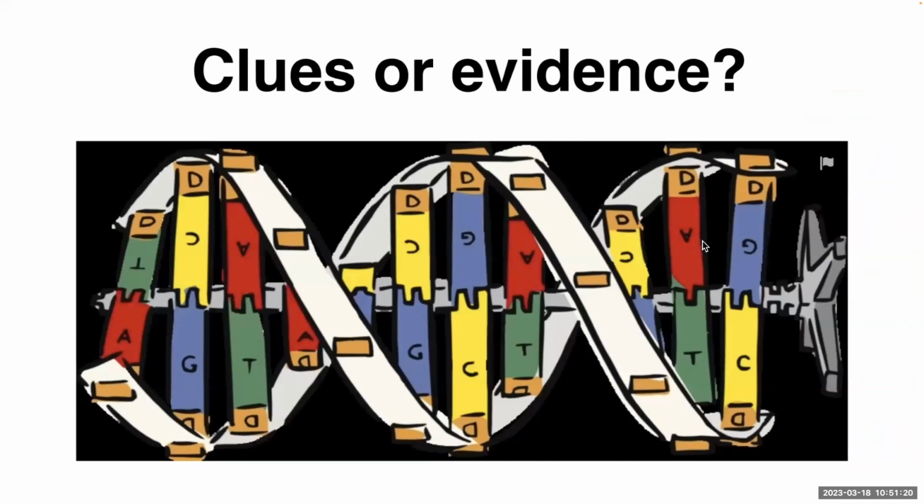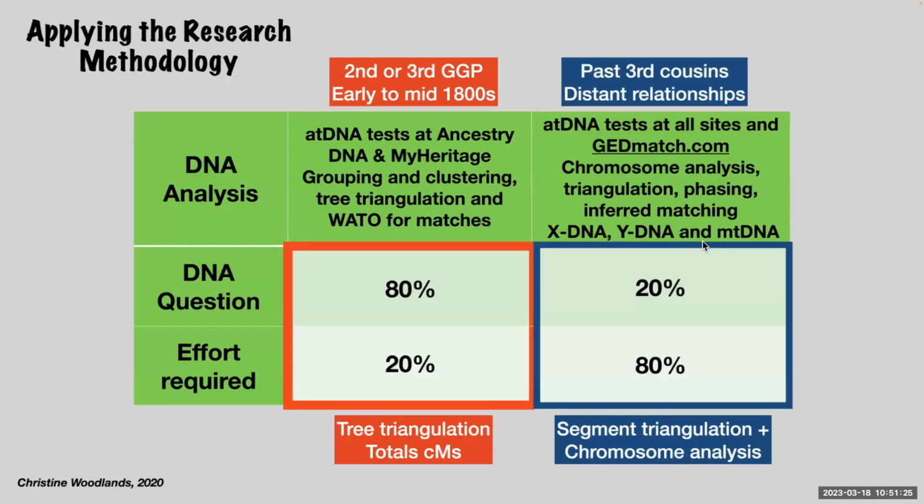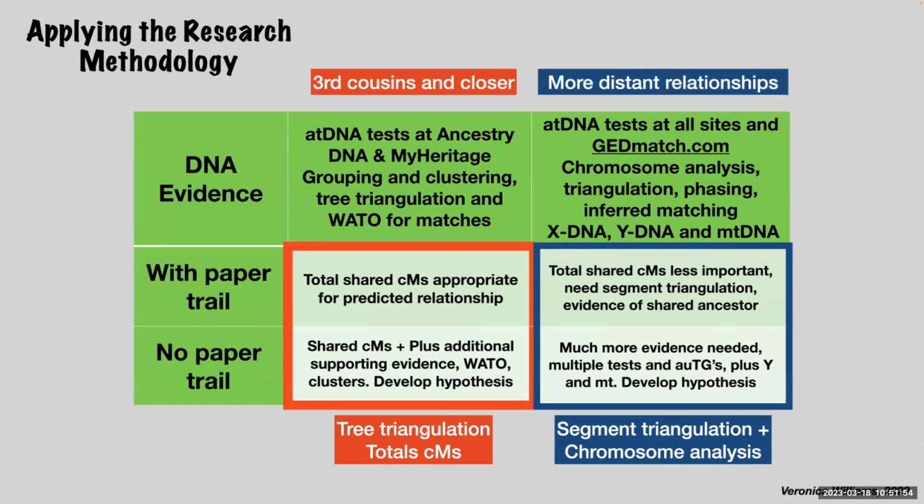So are we looking at clues or evidence? Something we constantly talk about. And most of you, I imagine, would recognise this slide that Christine Woodland developed back in 2020 about our DNA questions. And 80% of the time, we can actually work out the answers to our DNA questions using tree triangulation and a total centimorgans approach. But for more distant ancestors, we need to be looking at segment triangulation and chromosome analysis and other tools to confirm our ancestors.